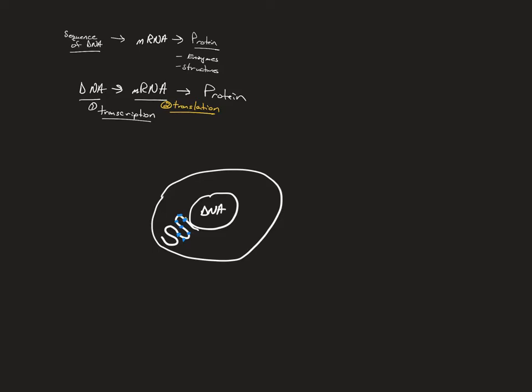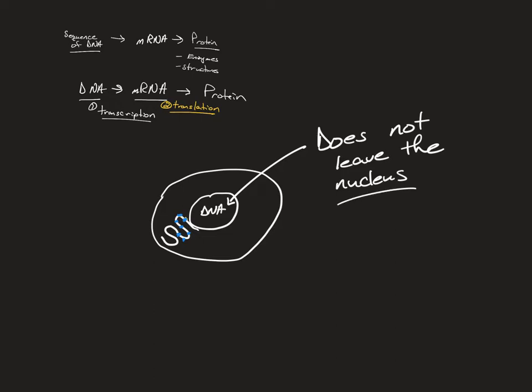So this DNA is inside a membrane. Let's be clear, and this is going to be tested. I'm going to test you on this. DNA does not leave the nucleus. That is non-negotiable. DNA cannot get through this nucleus.